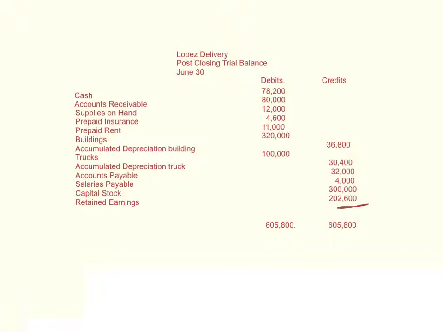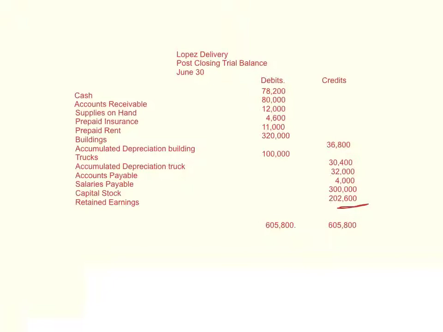So we have a post-closing trial balance, debits of $6,005,800 and credits of $6,005,800, and that completes the accounting cycle for the whole month of June. That is, we started off with balance sheet accounts, which are permanent accounts. Any transactions that increased retained earnings were revenue transactions, and we recorded those. And any expense transactions which decreased retained earnings, we set up separate accounts for them, as well as the dividends.